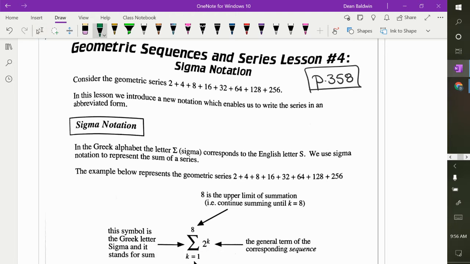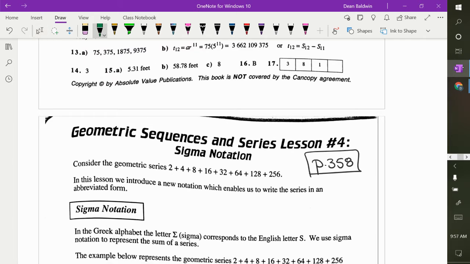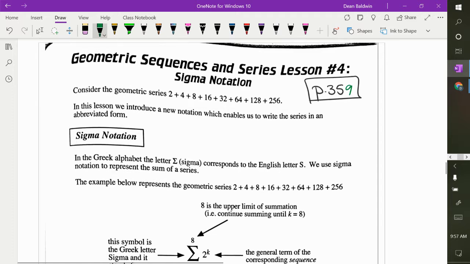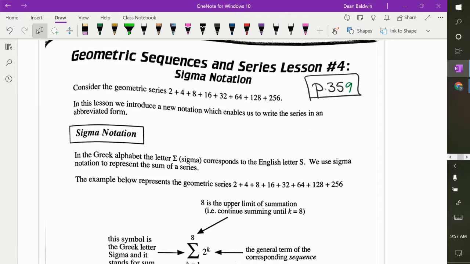Page 358 is applied. Is that the right one? All right, page 359, sorry.